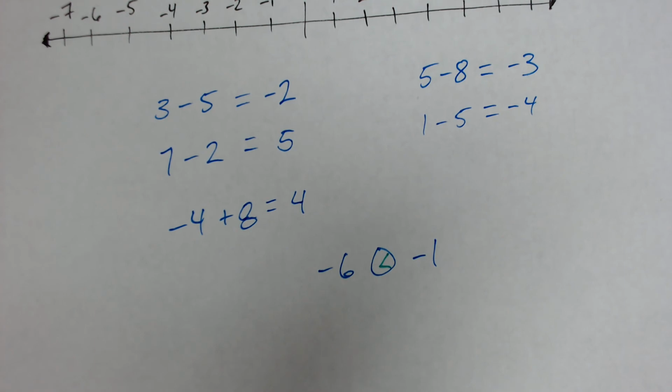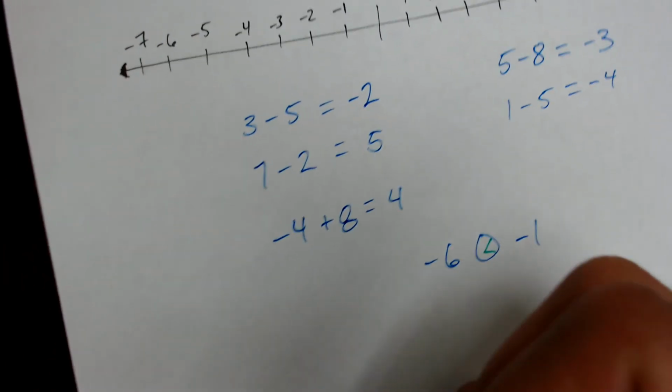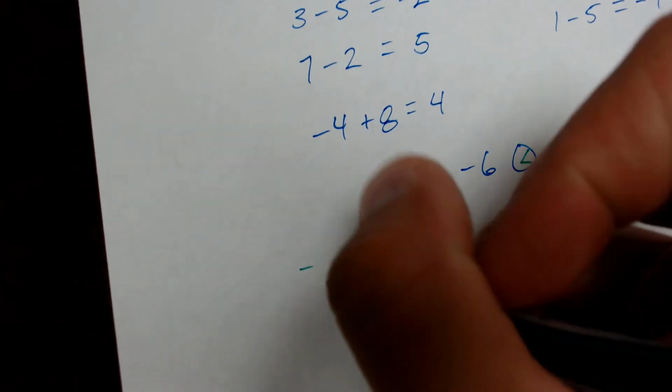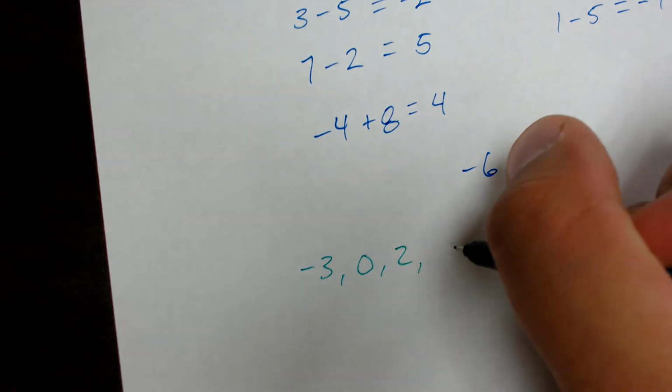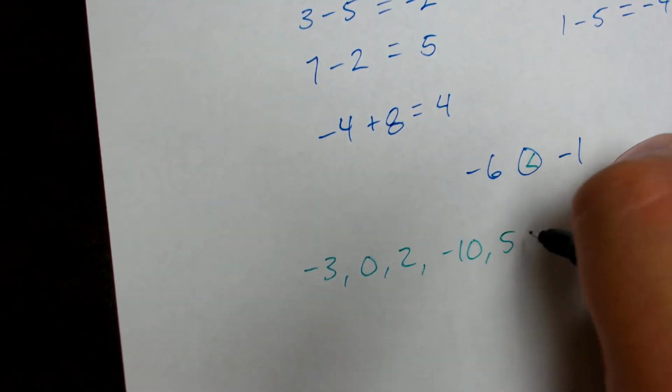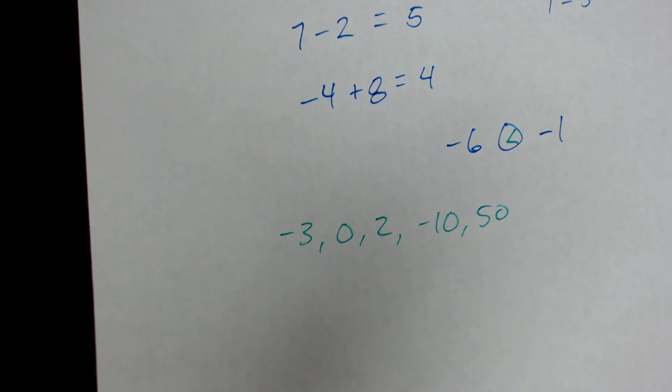So let's say we had to put some numbers in order. Let's say we had the following numbers: -3, we'll put 0, 2, -10, and 50. And the book will ask you questions like this. They'll say, hey, look at these numbers, and they want you to put them in order from least to greatest, or the smallest number first and the biggest number last.